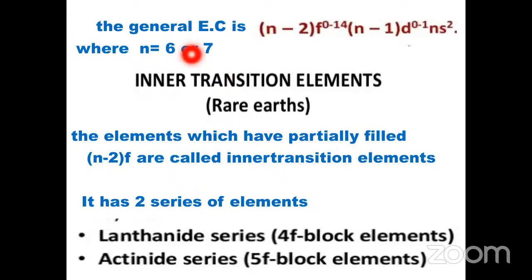The general electron configuration is (n-2)f 1 to 14, (n-1)d 0 to 1, ns2, where n is equal to 6 or 7. These are called inner transition elements. Why are they called inner transition elements? Because the elements which have a partially filled antepenultimate shell are called inner transition elements.